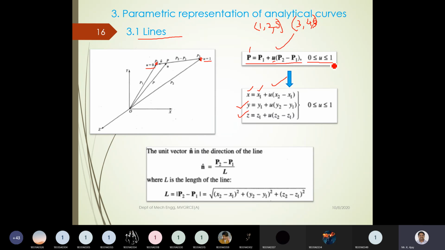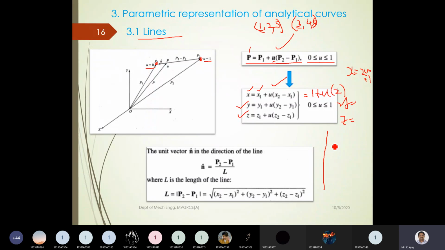This is the basic parametric representation, and then x is equal to x1, which means 1, right? 1 plus u, which is a variable actually, multiplied by (x2 minus x1). x2 minus x1 means x2 is 3, x1 is 1, so 3 minus 1 is 2. So x is equal to 2u plus 1. This is the equation. Similarly, you get the y equation and z equation also. Every equation you will get in terms of u.